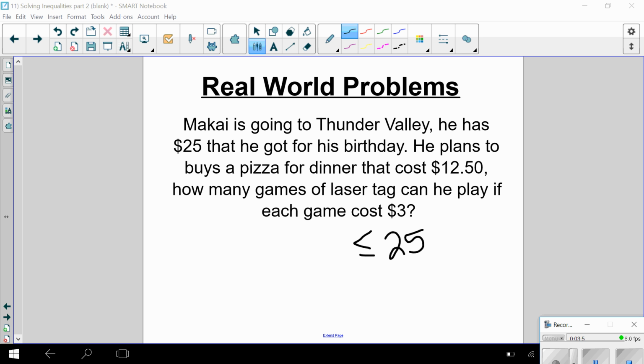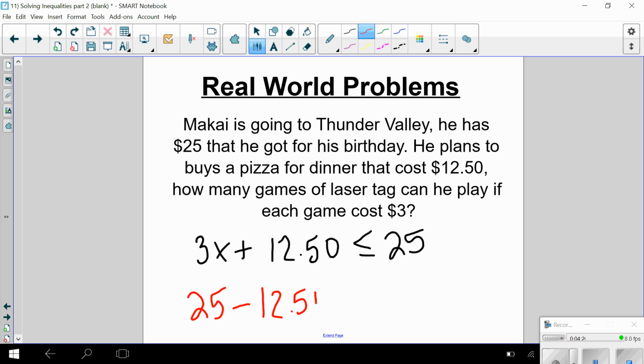The one-time fee that he's going to pay is for the pizza, which is the $12.50. And the multiple fee he's going to pay is $3 for each laser tag. So the x goes with the 3. So that amount has to be less than or equal to $25. So again, we start with the amount he has, which is $25. You subtract $12.50, and that's going to be $12.50. And you take that amount and you divide it by your multiple time fee, which would be 3.